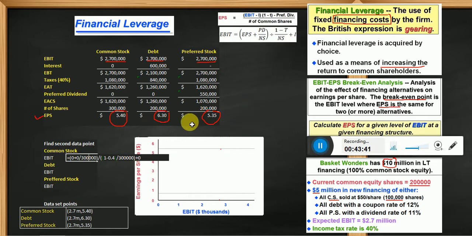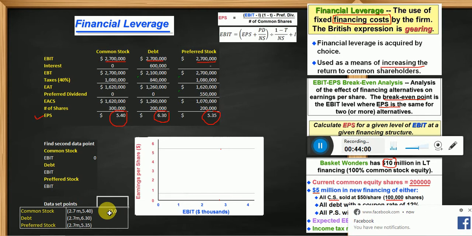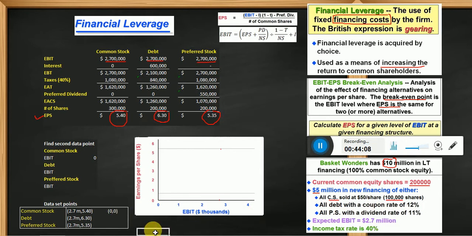What does this mean, dear students? This means, let me write here, if the earning per share is 0, then the EBIT will also be 0. This is the second data set point we found. Dear students, what I'm telling you is, if the earning per share is 0, then the EBIT will also be 0. In simple words, this is a formula.